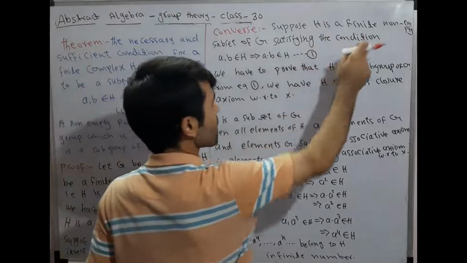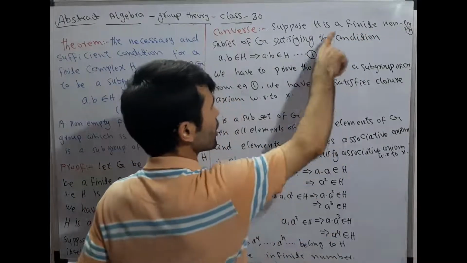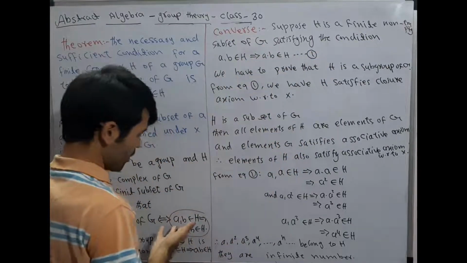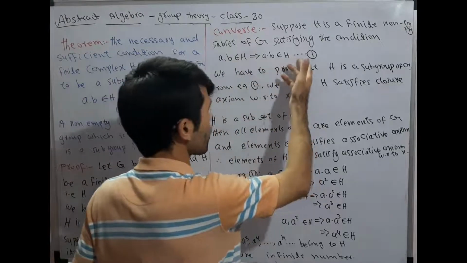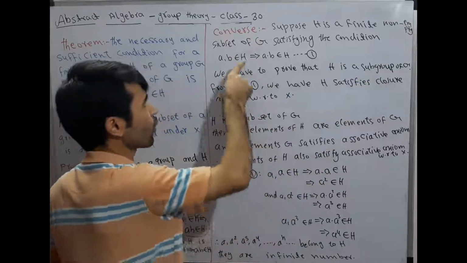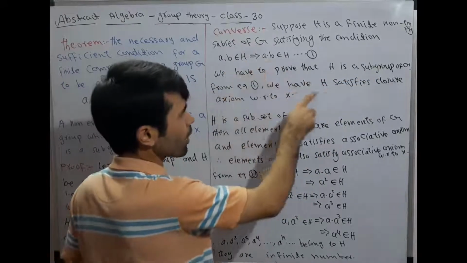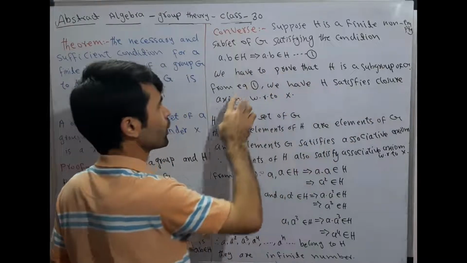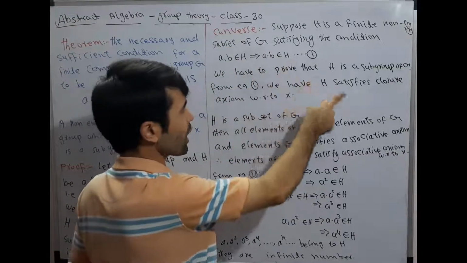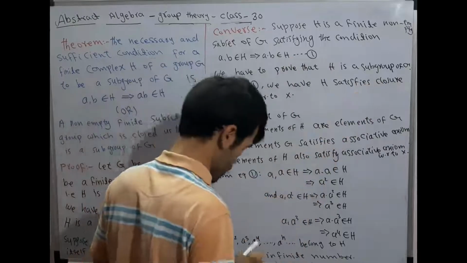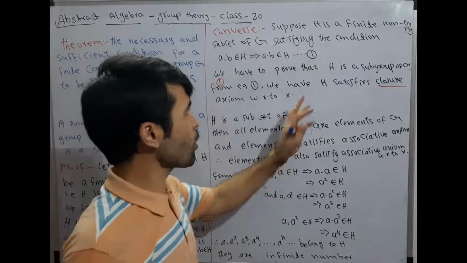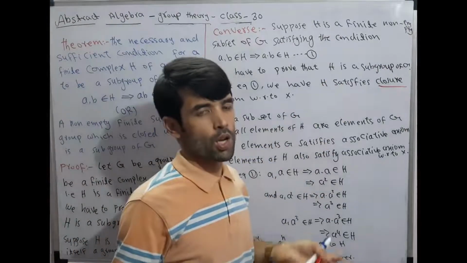Suppose H is a finite non-empty subset of G satisfying the condition a, b belongs to H implies a into b belongs to H. It is relation 1. We have to prove that H is a subgroup of G. From equation 1, H satisfies closure axiom, because a, b belongs to H implies a into b belongs to H. Number 1, closure axiom.